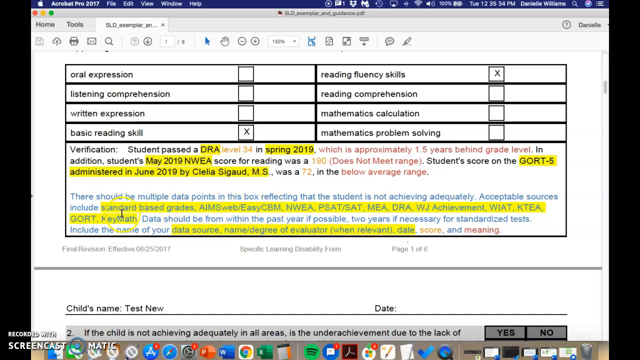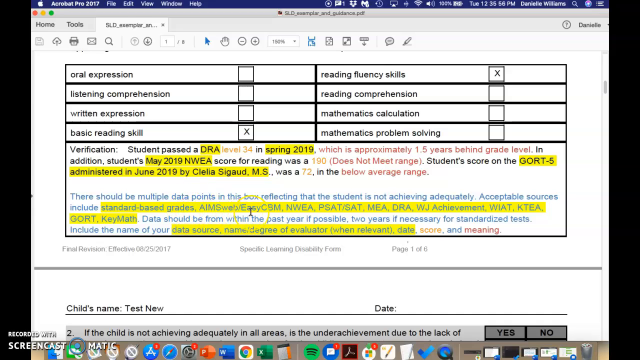This area highlighted in yellow indicates some of the most commonly used acceptable sources that you could use for that information. So things like, as I already mentioned, Wyatt and Woodcock-Johnson. But you also could use things like standards-based grades, Ames Web, PSAT or SAT scores, NUIA scores, all those kinds of things can go here as well.